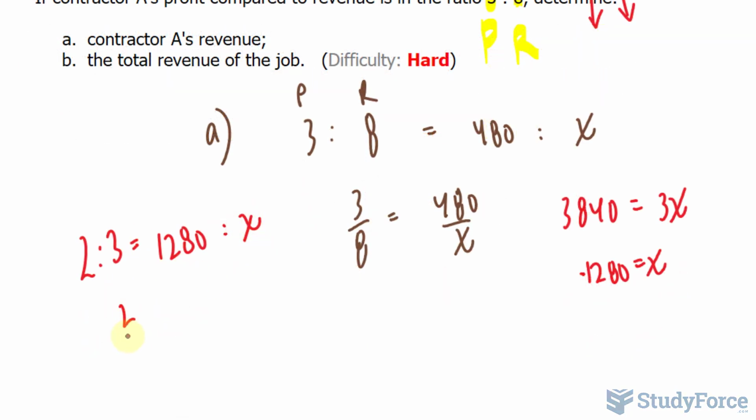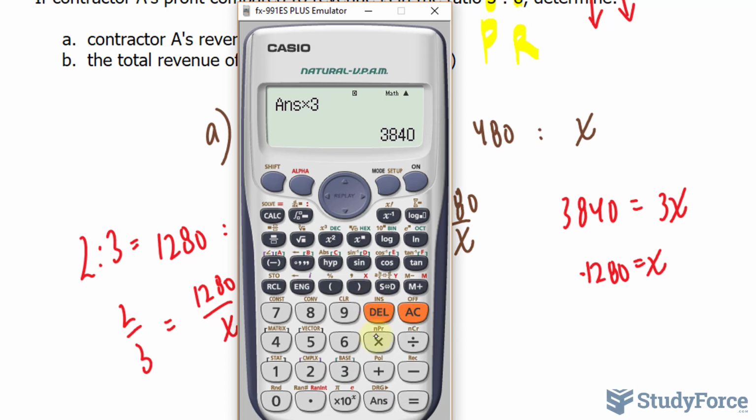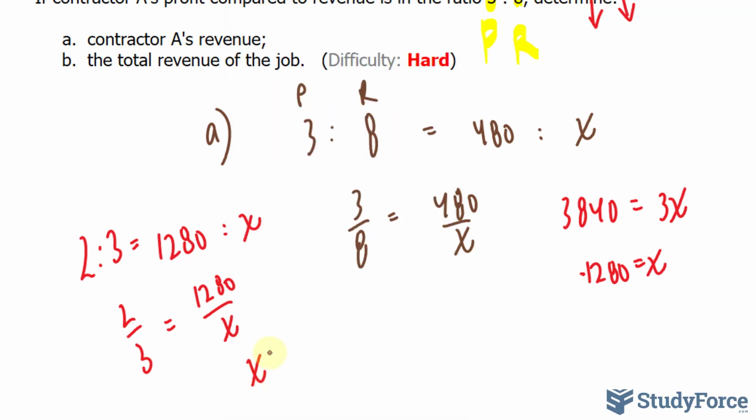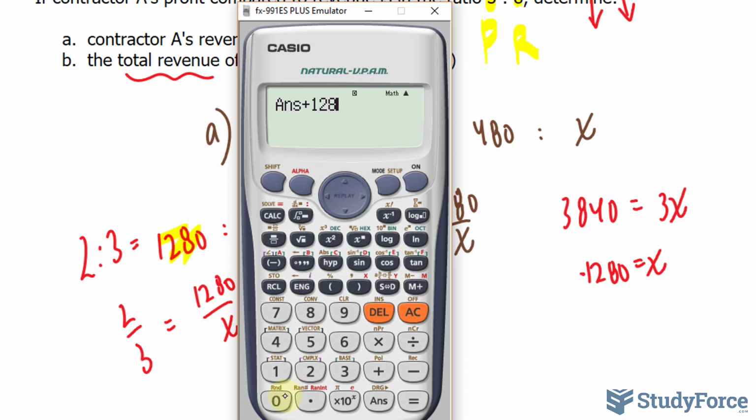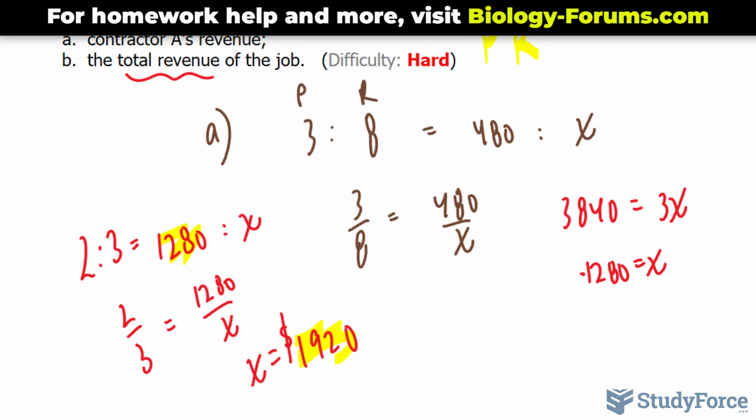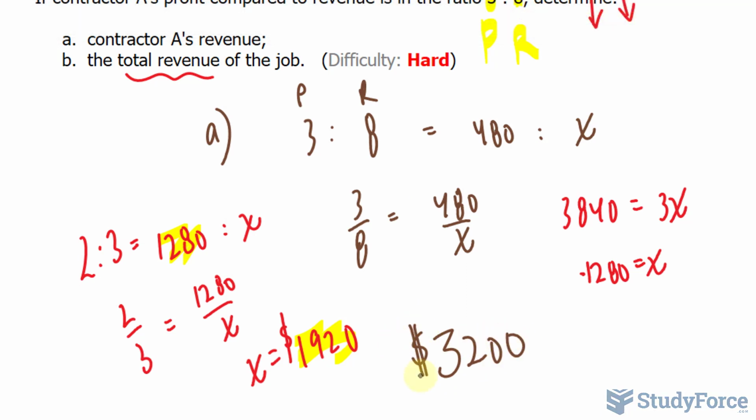So to find x, once again, we'll cross multiply by setting this up as a fraction. 3 times the number on your screen, and x times 2 is 2x. Eventually you divide both sides by 2, where you get 920. So x in this particular case represents 920, which is the revenue of contractor B, the person who got the higher amount. The question asks for the total revenue, so we will add this number and this number together, plus 1280 gives us the total revenue of the job at $3,200. So the total amount that they make from this job that they're doing is $3,200.